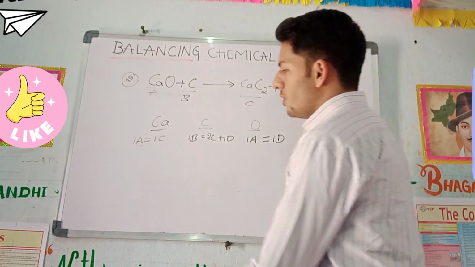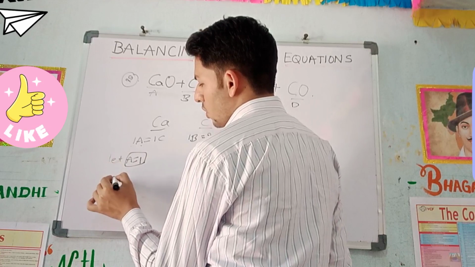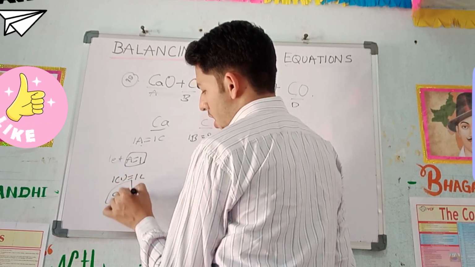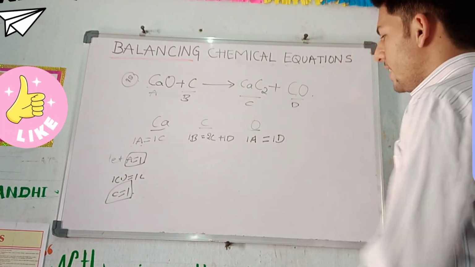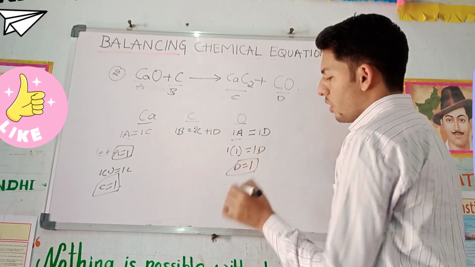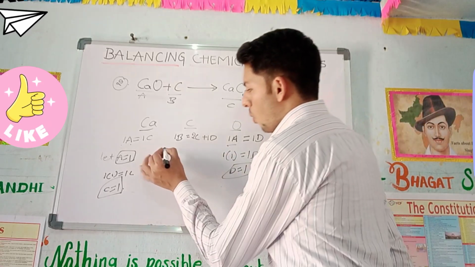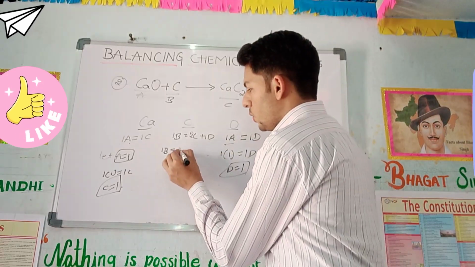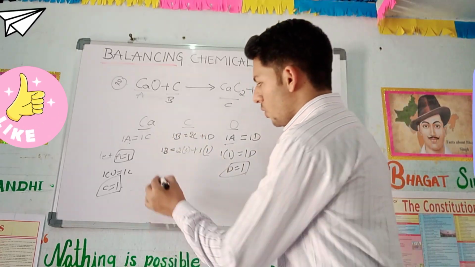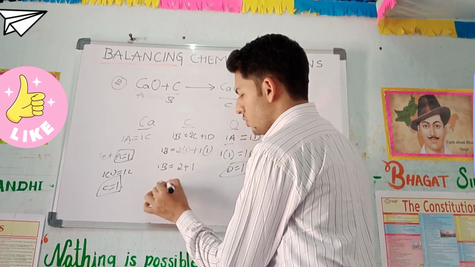Now let's do the same. Let A be 1. So 1 of 1 gives 1C. We got the C value as 1. Let's substitute, and we got the D value as 1. Now let's substitute the C and D values in this equation: 1B equals 2 times C plus 1 times D. So B equals 2 plus 1, so B equals 3.